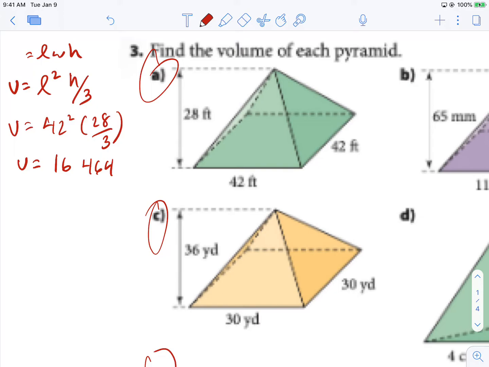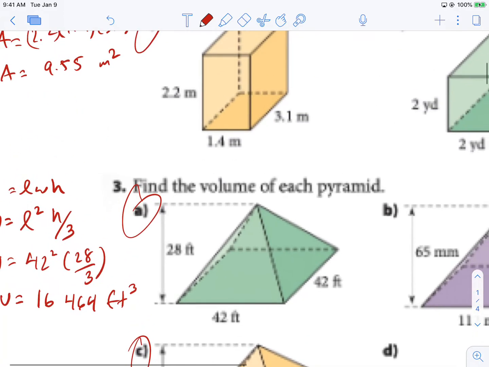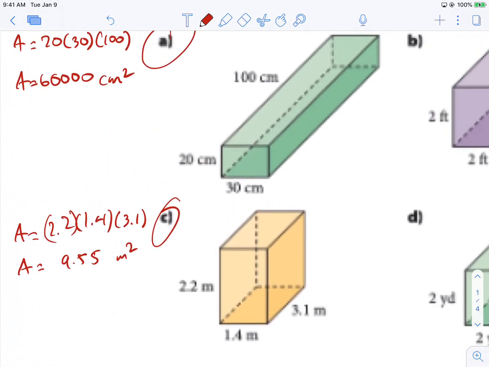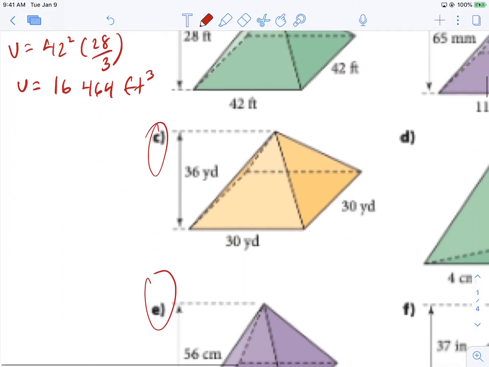So 16,464 feet cubed. And uh-oh, did I put squared? That's how used I am to area. And look at this, I put area all over the place. Let's get rid of that and fix that up. We are dealing with volume here, so those should all be cubed.